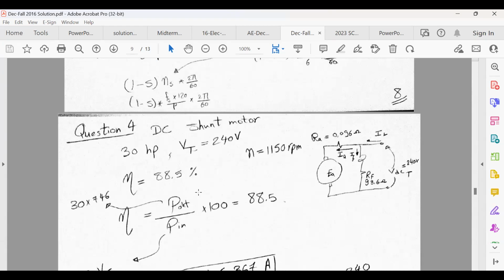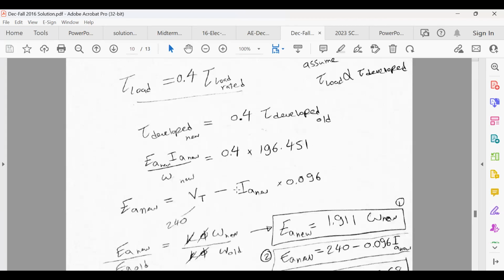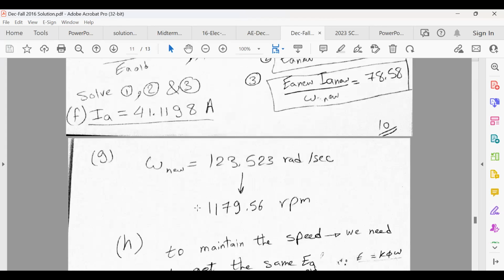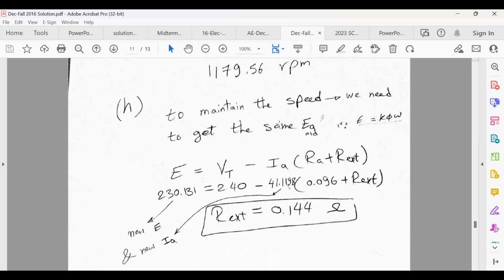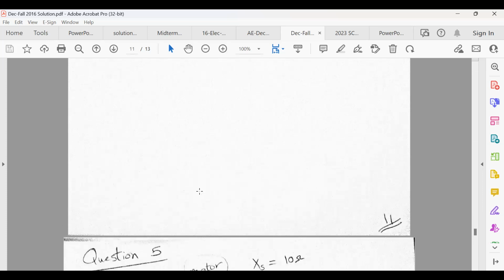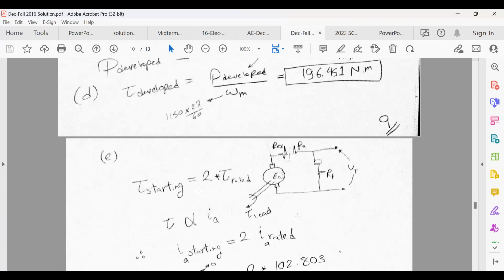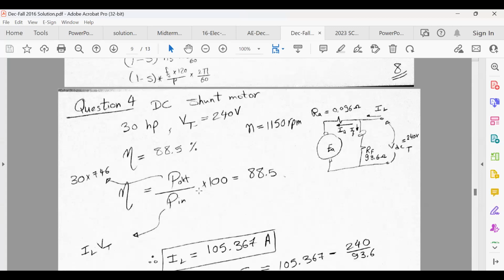Can you see the RPM compared to the rated? You reduce the load, so the speed is higher. To maintain the same speed, we are going to use the same E old, like E1, the first case. Then you can calculate the external resistance. And that's it. This is one of the full problems in the exam.